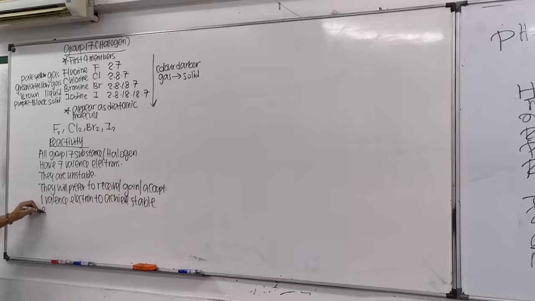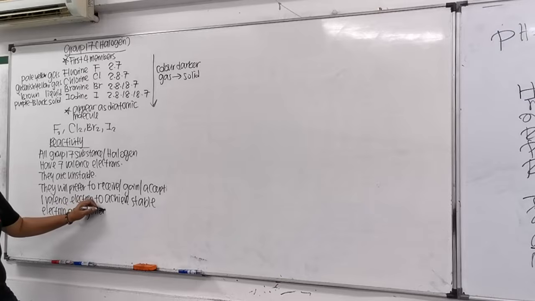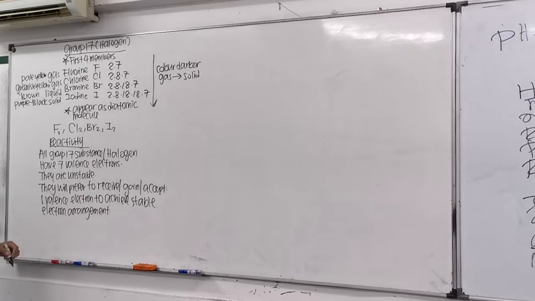Again, guys, just in case you forgot, what is a stable electron arrangement? The outer shell fully occupied, so-called duplet, so-called octet. So far so good? Make sure you all know.